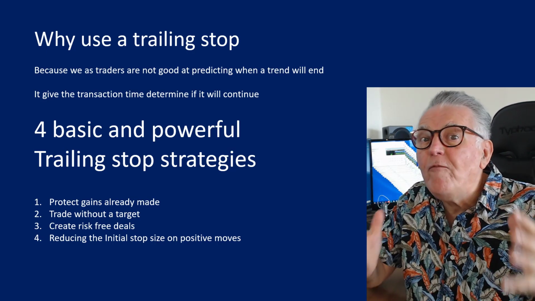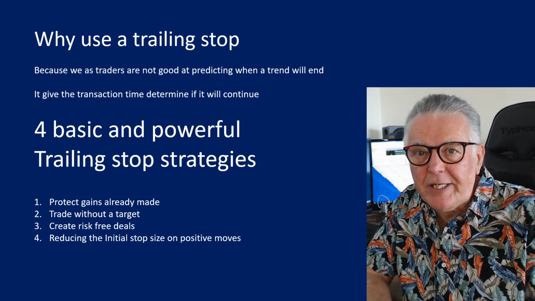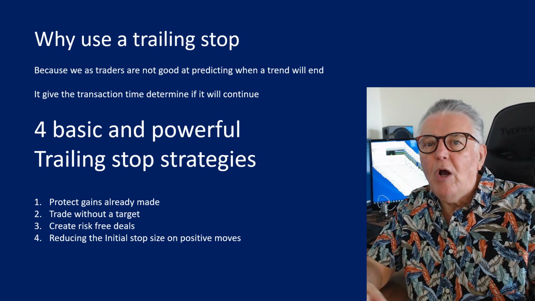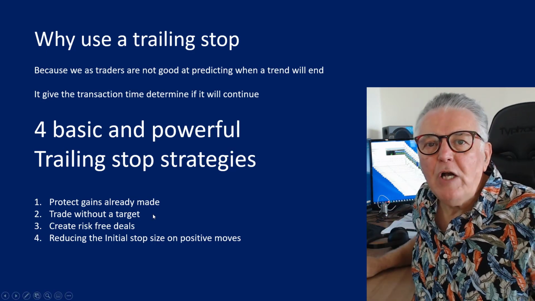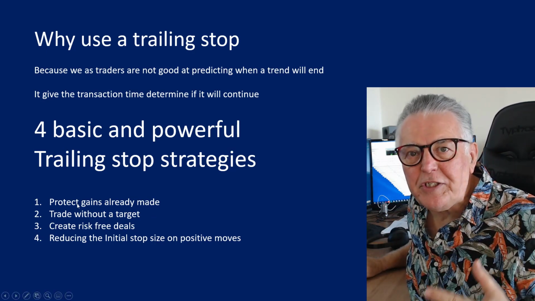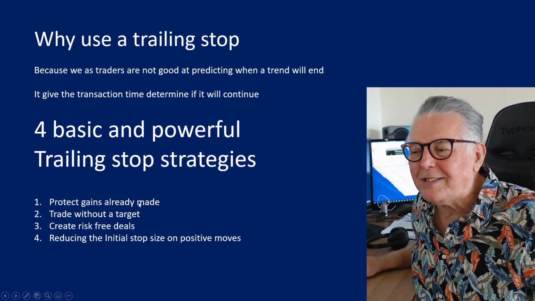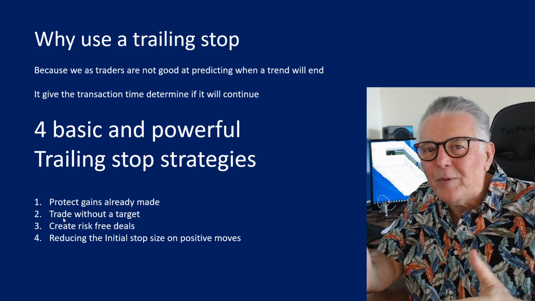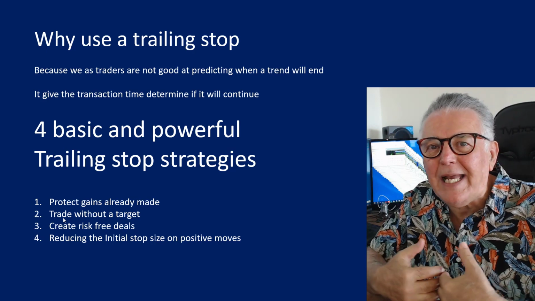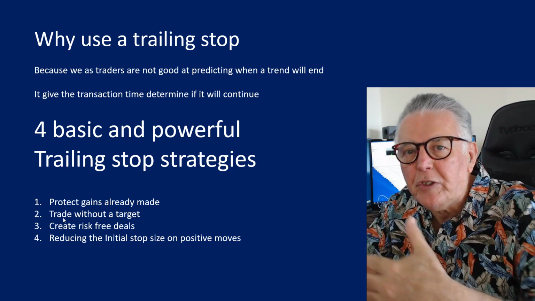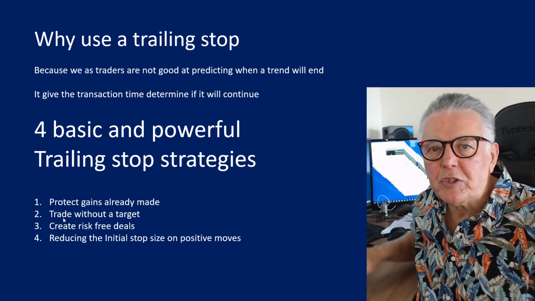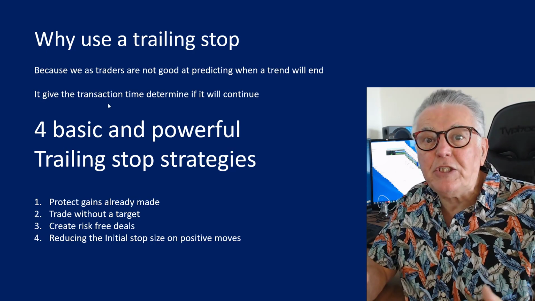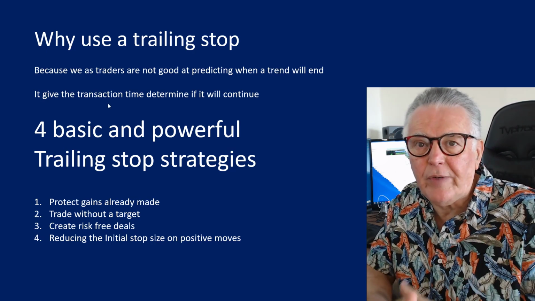Now, there are four very, very powerful strategies that come out of the use of trailing stops. And those are the strategy to protect gains. That's more or less what I described earlier. The other strategy is to trade without a target. So in other words, eliminate the target completely and let the trend just continue, and you just follow it with a trailing stop. The other strategy is to just create risk-free deals.